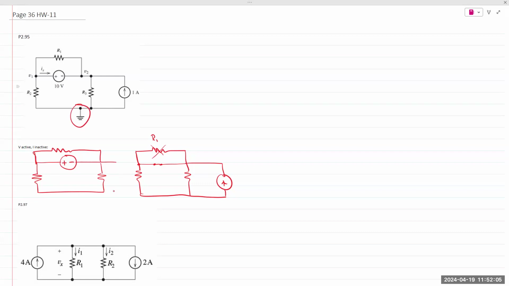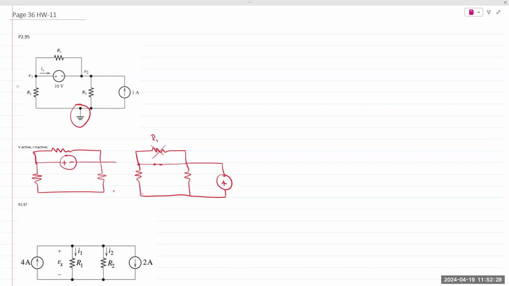That's all it means. Connecting a ground anywhere in the circuit is not going to change the resistance, right? Is it changing the value of R2? No. Value of R3? No. Value of R1? No. So Req as seen by the voltage source remains the same. Req as seen by the current source also remains the same.